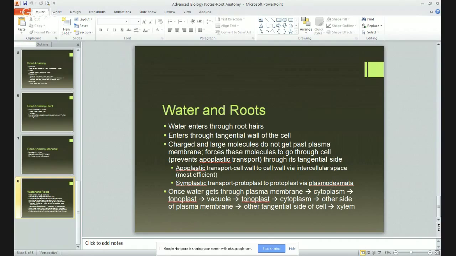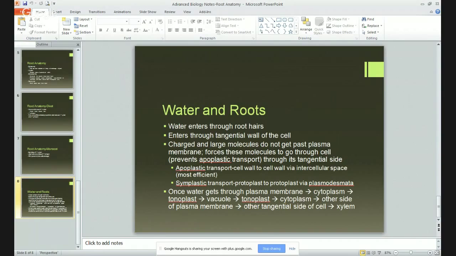So you can see I've drawn that water goes through your epidermis, or your root hairs there. I didn't label the root hair, but I think you know what that structure looks like by now. So we've got water coming in that way. It's going to then go through the cortex, and then it's going to enter the endodermis.